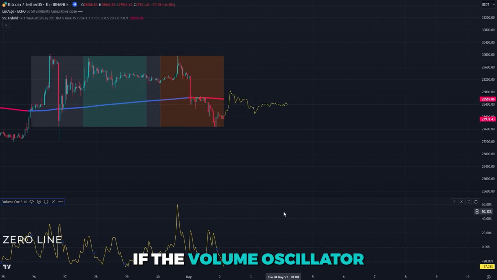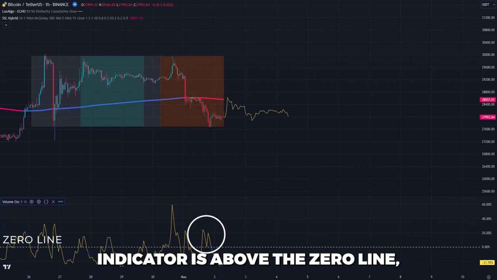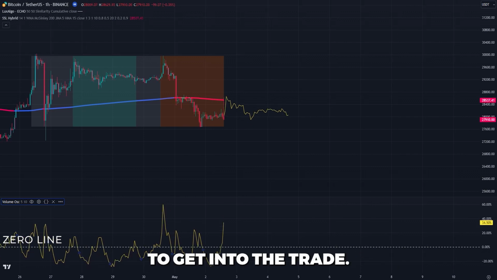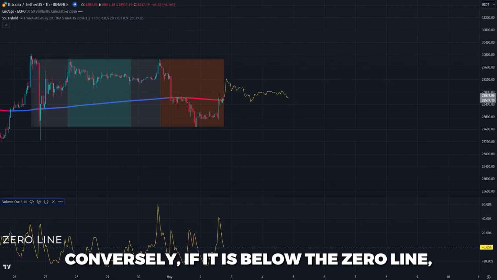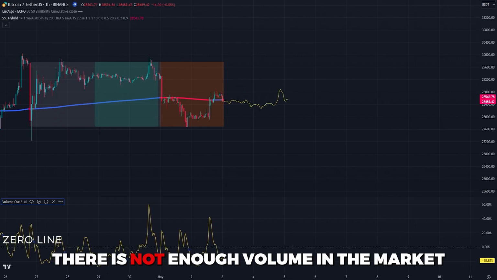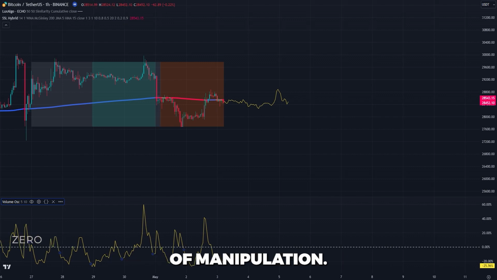If the volume oscillator indicator is above the 0 line, it means that there is enough volume in the market currently, which means that it is good to get into the trade. Conversely, if it is below the 0 line, it means that currently there is not enough volume in the market, which has a bigger possibility of manipulation.